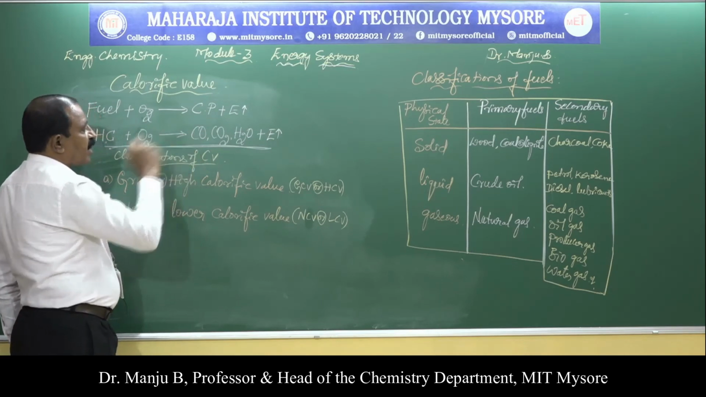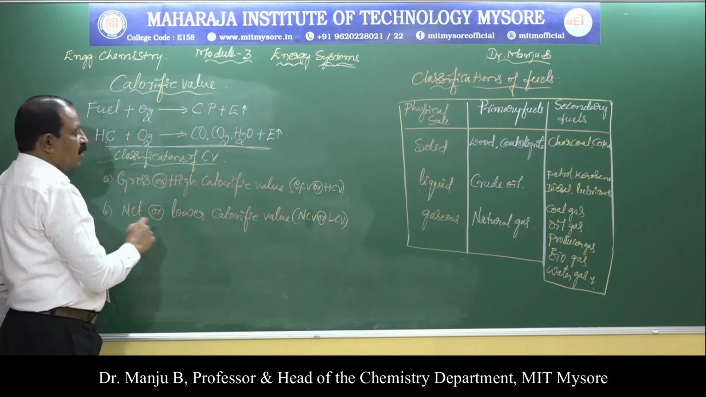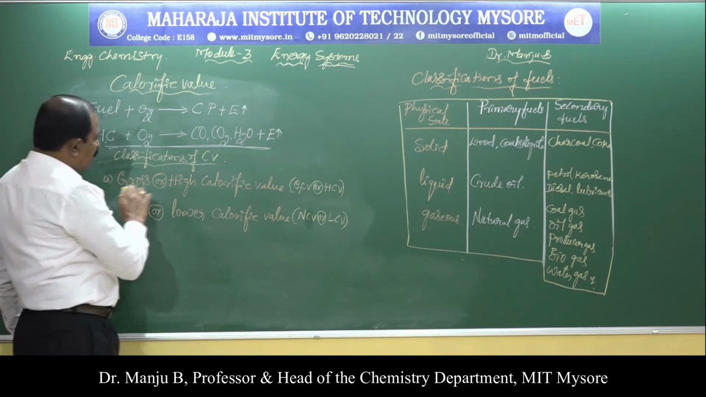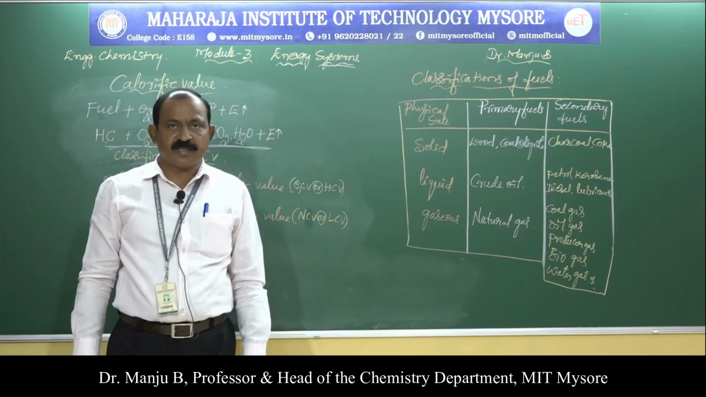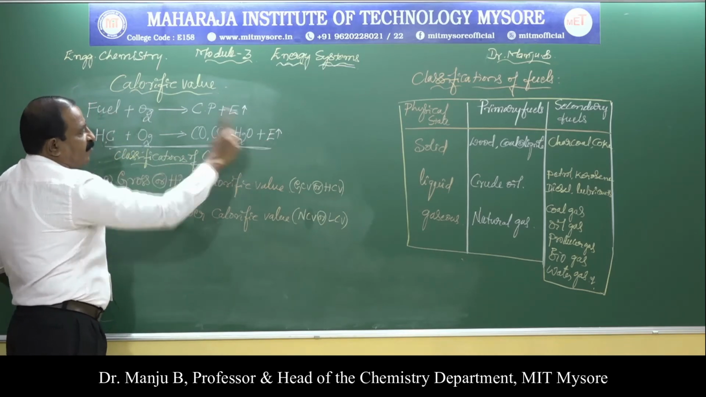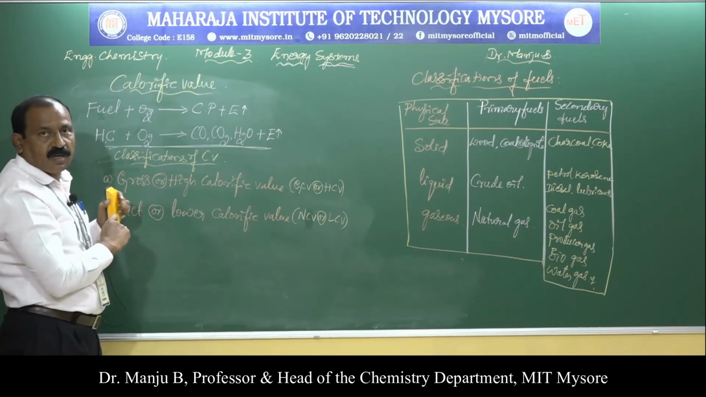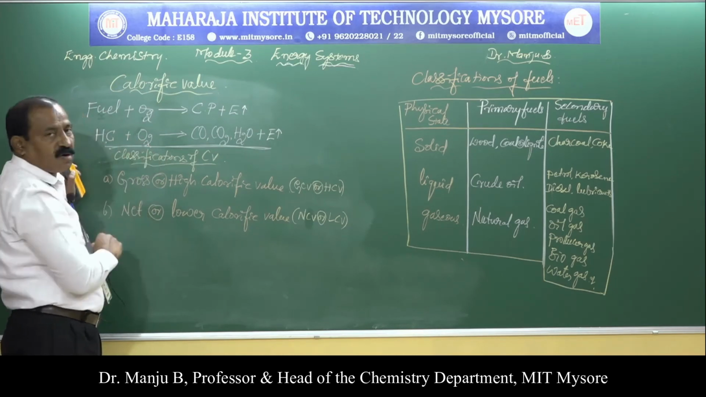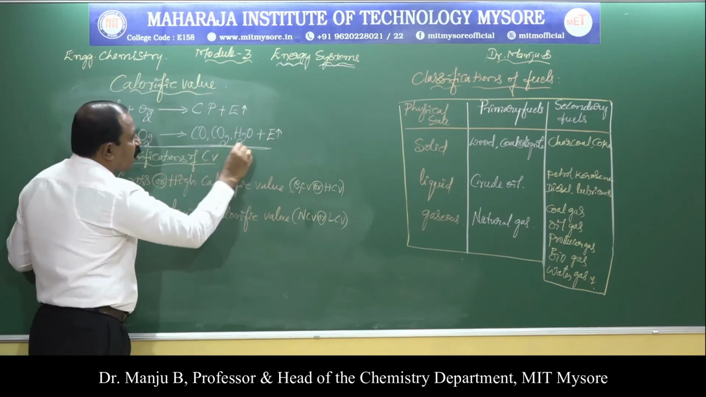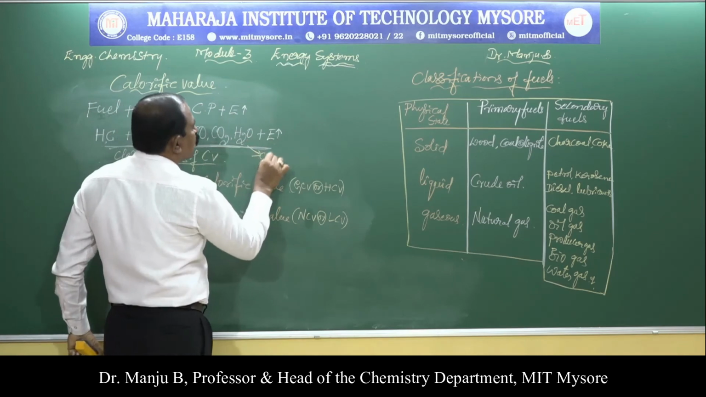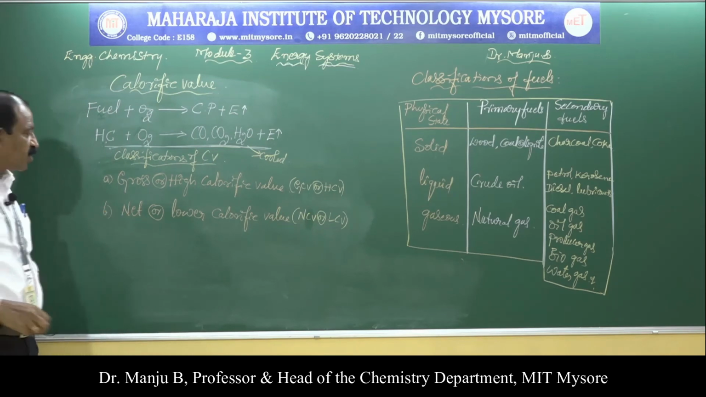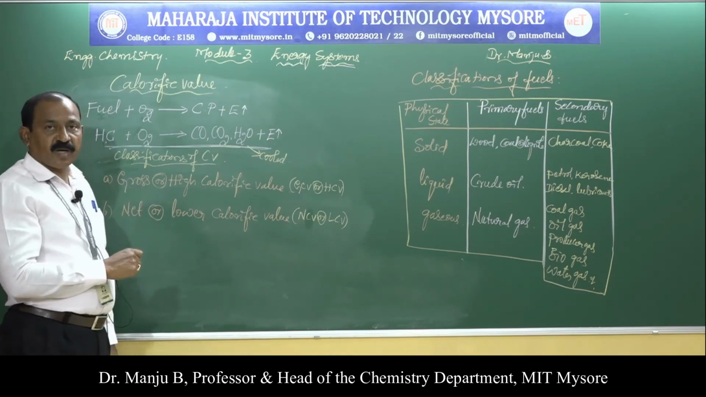When is it possible to get the high calorific value during this process, and when is it possible to get the low calorific value? The definition of gross or high calorific value is the total amount of heat energy liberated when 1 unit quantity of fuel is completely burnt in excess of oxygen or air, and the combustible products are cooled to room temperature.